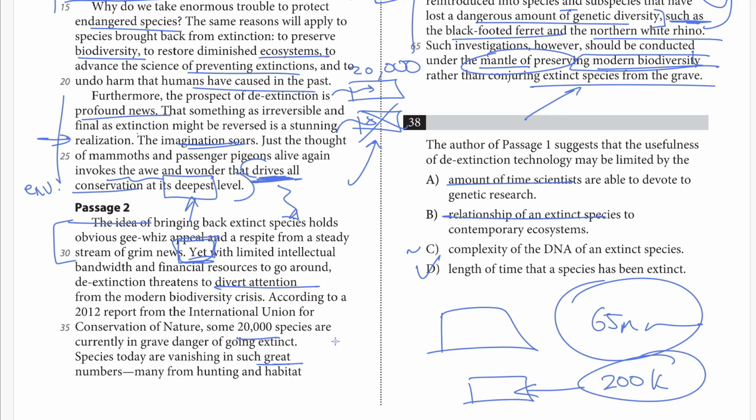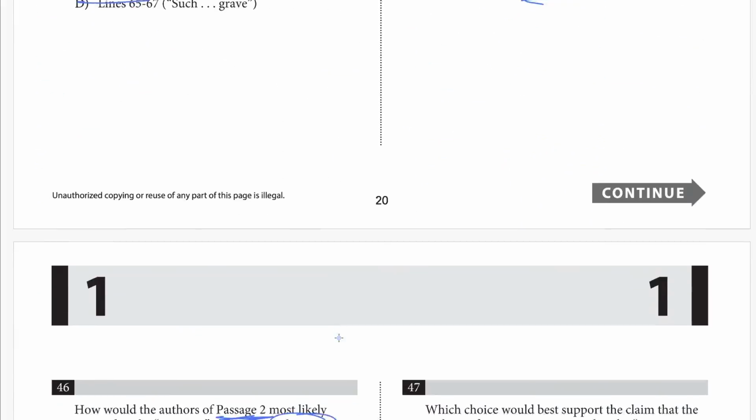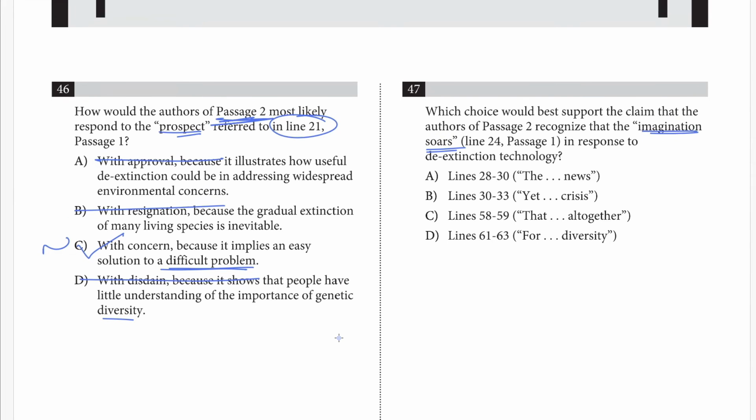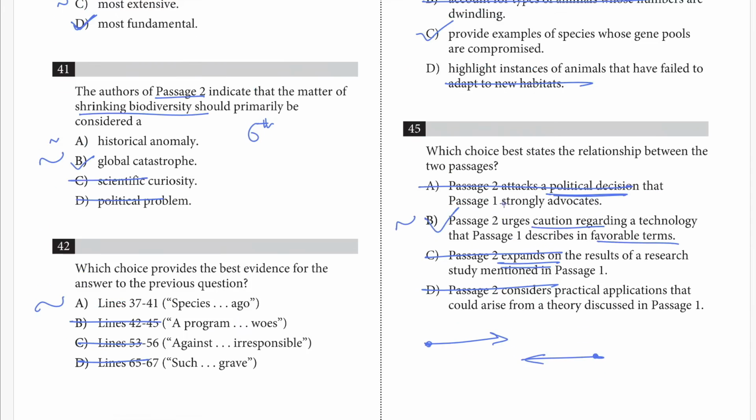Yeah, it's cool, but do we have the time and money right now to do it and get distracted from the important crisis at hand, which is biodiversity and the extinction of more animals to come, right? So how would the authors recognize this particular piece? Okay, how do they recognize it? Do they recognize it in the first place? Remember, it's recognize it, not oppose it. It's just recognizing this de-extinction technology. So lines 28 to 30.